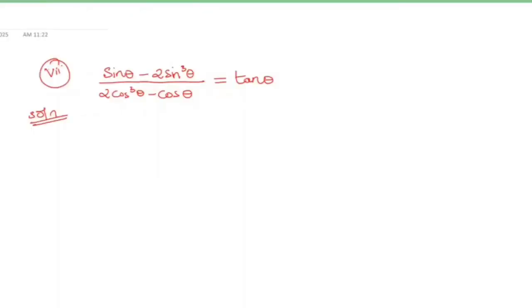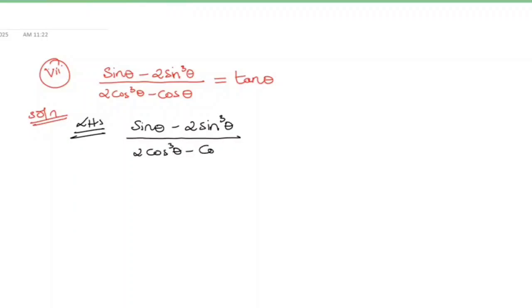Next, question number 7, you see what is given, (sin theta minus 2 sin cube theta) by (2 cos cube theta minus cos theta) equal to tan theta. So we have to prove left hand side equal to right hand side. So first we'll write the left hand side. Okay, sin theta minus 2 sin cube theta divided by 2 cos cube theta minus cos theta.